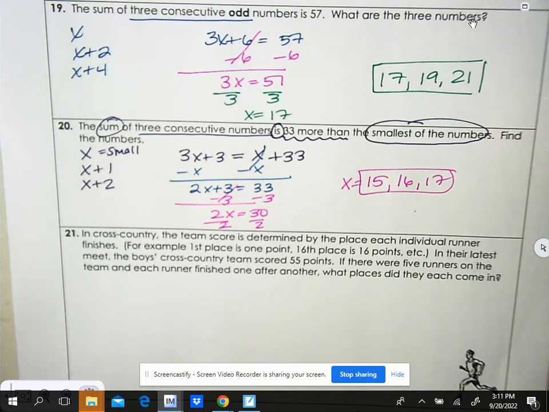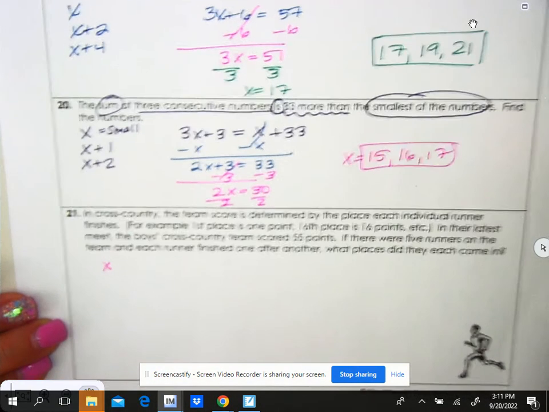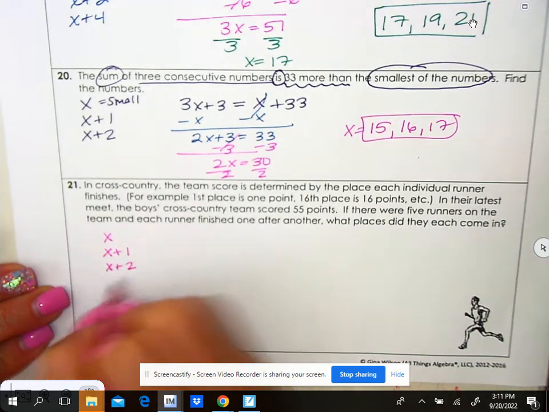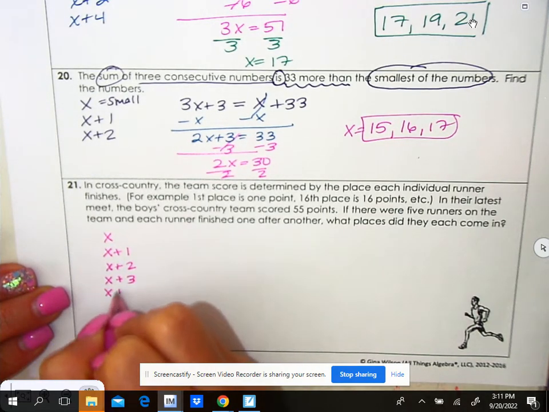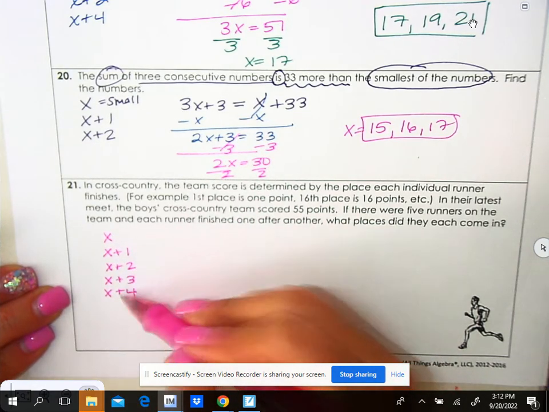All right, in cross country, the team score is determined by the place each individual runner finishes. For example, if you finish first place, you get 1 point. 16th place is 16 points. In their latest meet, the boys cross country team scored 55 points, and there were 5 runners on the team. Each runner finished one after the other. Okay, so one after the other means the first person finished somewhere. So if he finished like 5th, the next person would be 6th. And we're going to keep going until we have 5 runners.